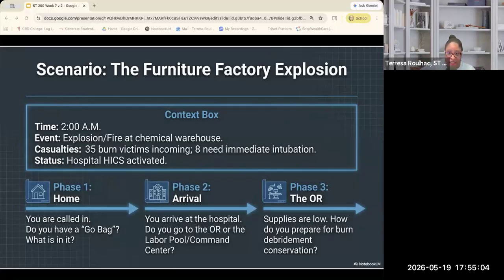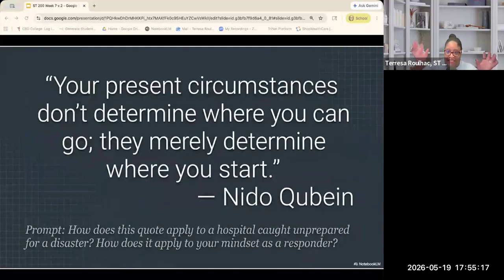Now, remember this, not every burn victim will go to surgery immediately. Think about how that impacts the OR flow. Okay? So, that kind of brings it together.